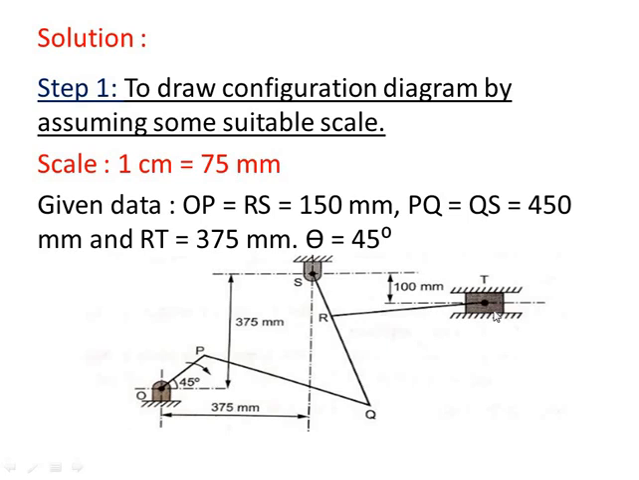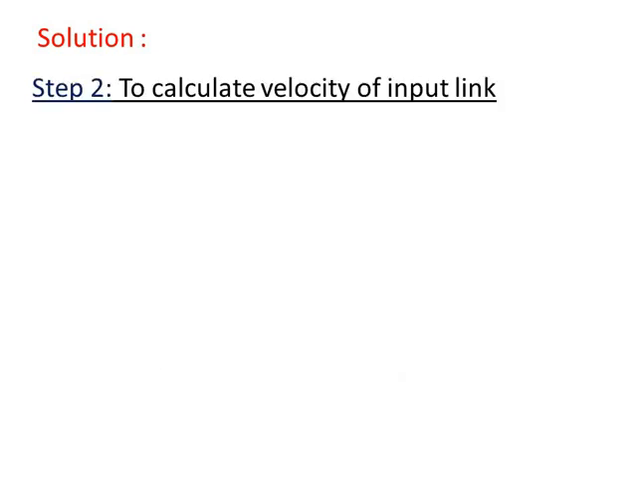At point T, draw the slider and join this RT to get link RT. So likewise, we have to complete the configuration diagram with the given dimensions. Now, step number 2, to calculate the velocity of the input link.